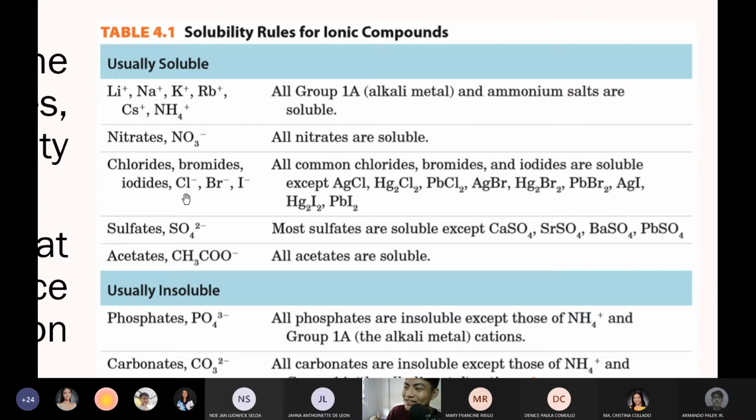Okay. So, yan. Kapag ka-partner niya Ag, Hg, and Pb, insoluble agad yan. So, makikita mo yan as kulay puti. Then, we have the sulfates na. So, for the sulfate, ano meron? Sabi niya, they are mostly soluble except when they are paired with calcium, strontium, barium, lead. So, pag nakita mo yung sulfate, kapartner niya si calcium, strontium, barium, and lead, ibig sabihin, they are insoluble. And then, acetates, they are always soluble.